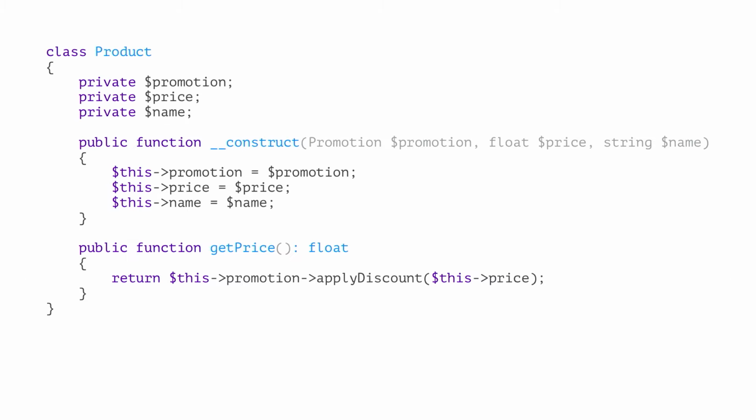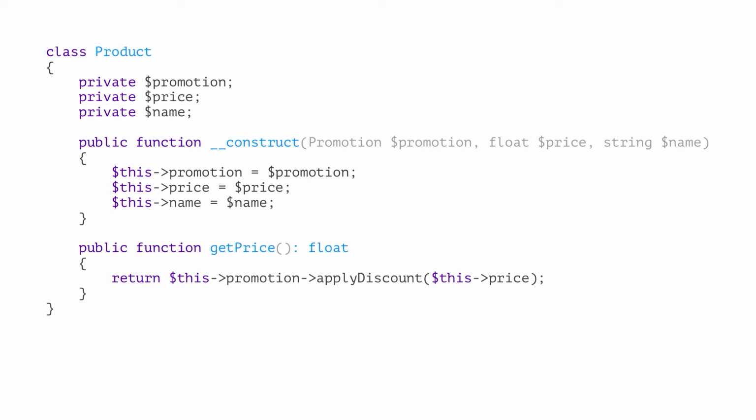So if we look into code, we get something like this. We have a product, which has a constructor, and we give it a promotion, and then a name and a price. So this is just basic stuff. In the promotion, we have a method called apply discount. So a promotion has this method, and from there we can continue.